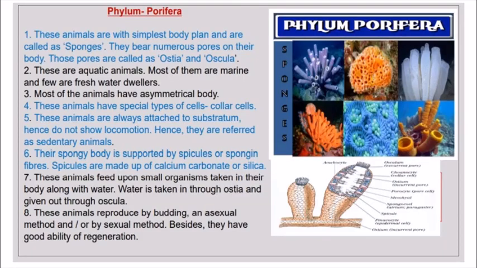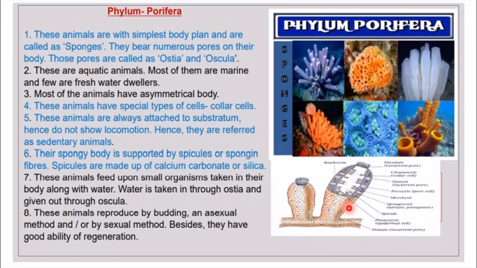The first phylum in non-chordates is phylum Porifera. The animals from the phylum Porifera have a very simple body and are called sponges. In the ocean we see many sponges. They have a simple body and are from the phylum Porifera. They have many small pores. If you see this picture, you can find many pores present.